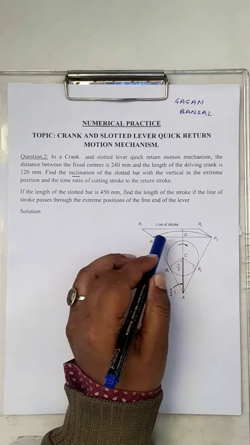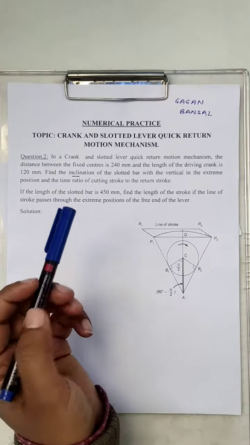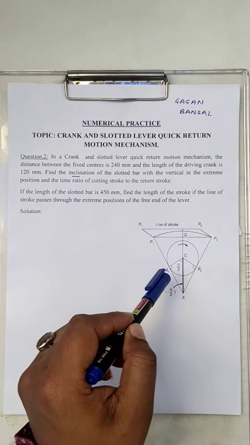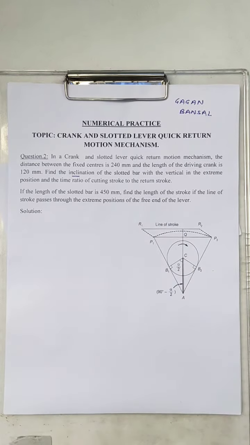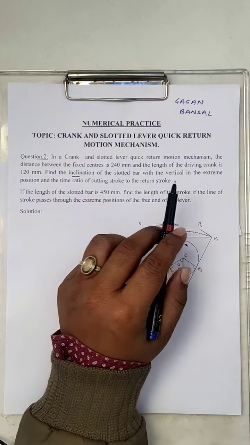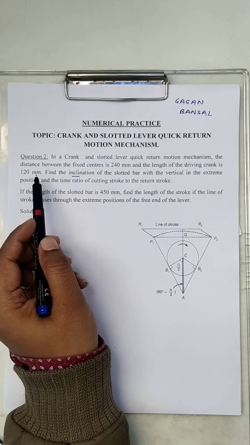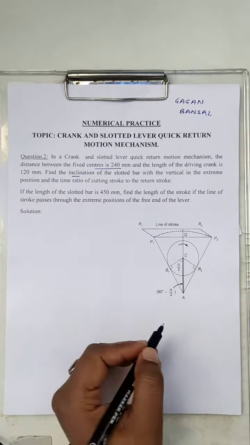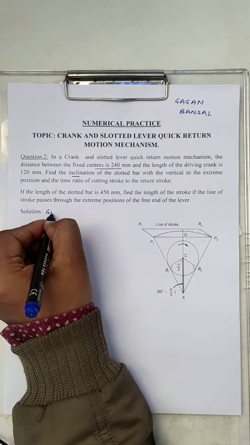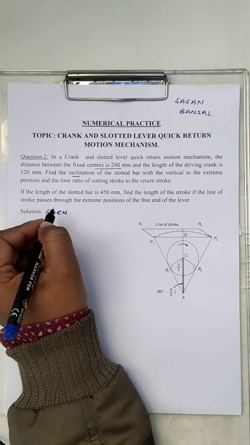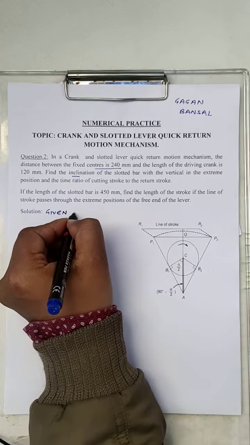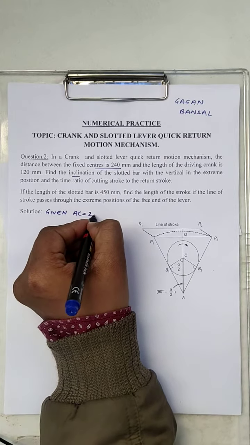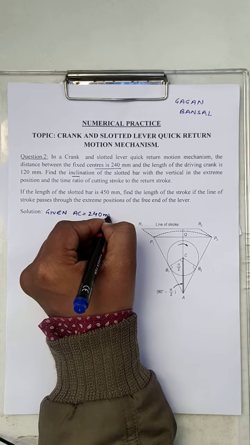First of all, we'll draw the schematic diagram of the crank and slotted lever quick return motion mechanism. We will take the same nomenclature as we took in the previous question. It is given that the distance between the fixed centers is 240 mm. So first of all, we will write what is given in the question. It is given that AC is 240 mm.